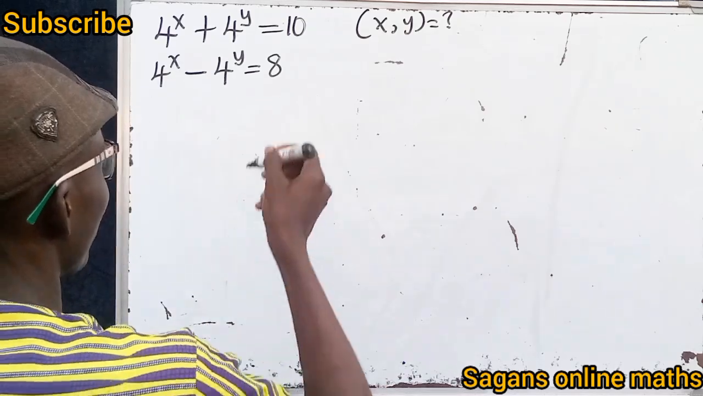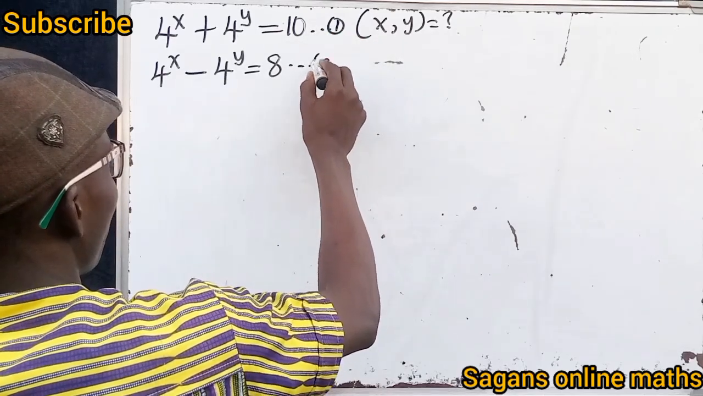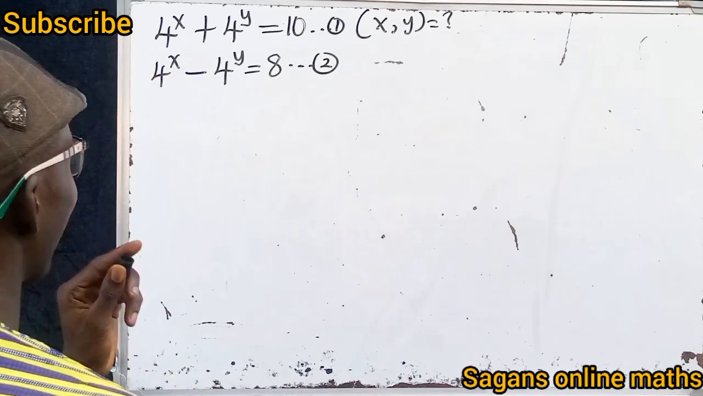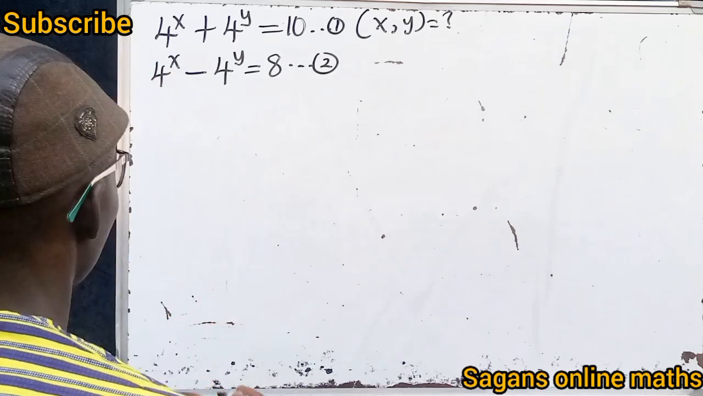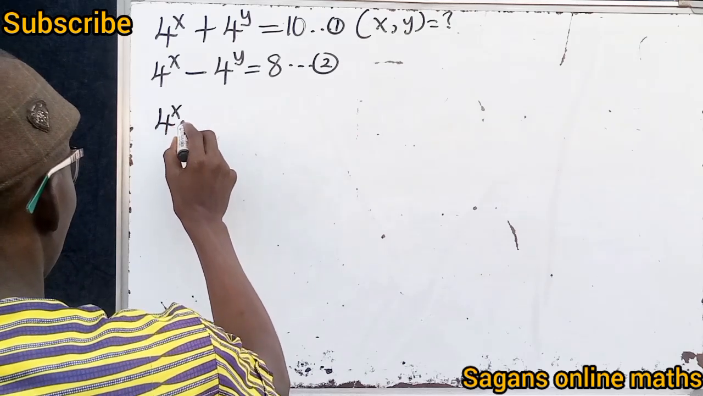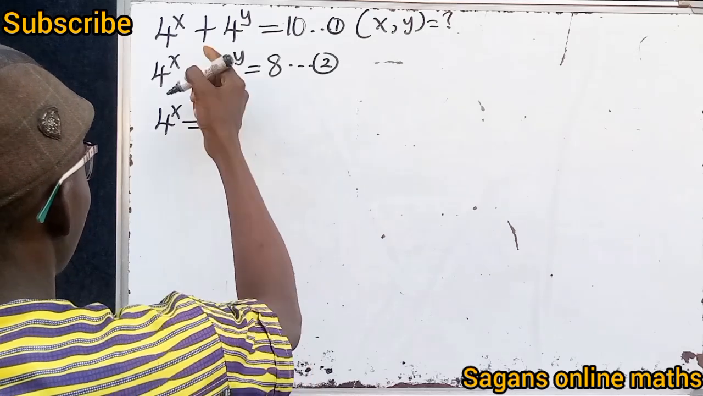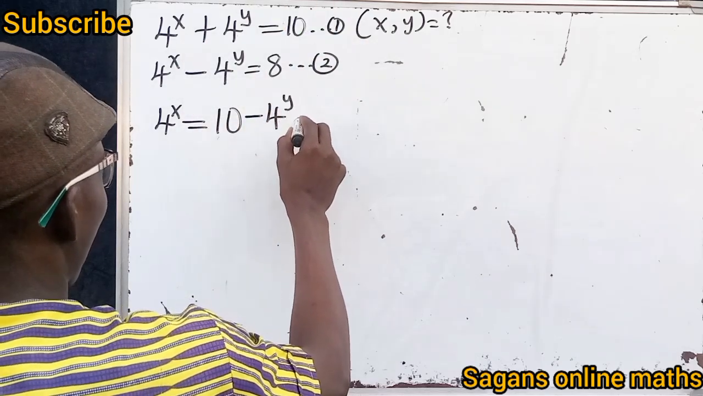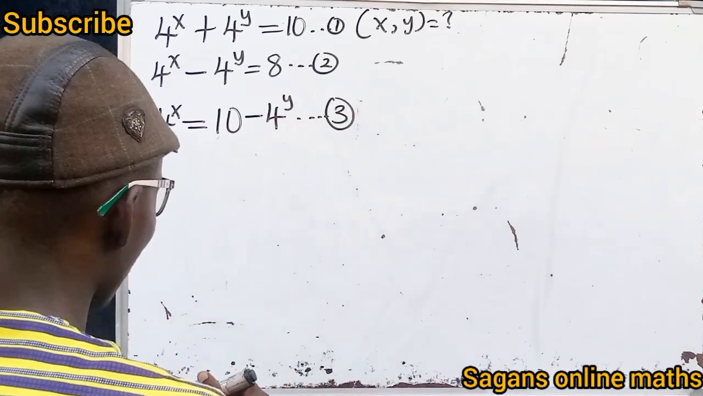Now let's call this equation 1 and let's call this equation 2, and solve it together. Now from equation 1, let's make 4 raised to the power of x the subject of the formula. So this will be equal to 10, which was there already. When this moves over here, it becomes minus 4 raised to the power of y. We can call this equation 3.